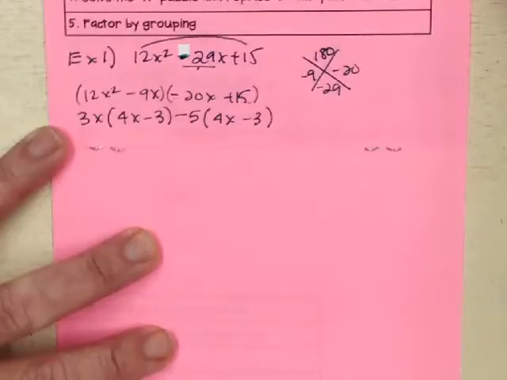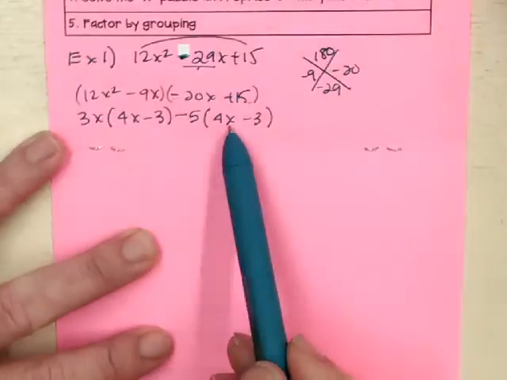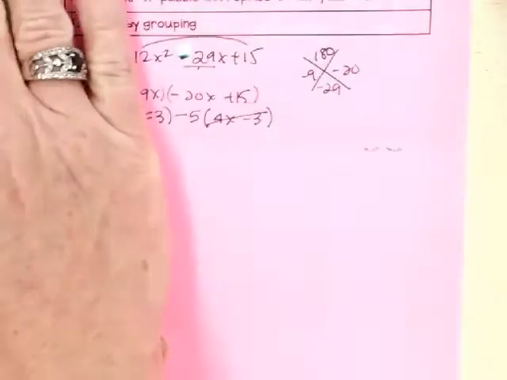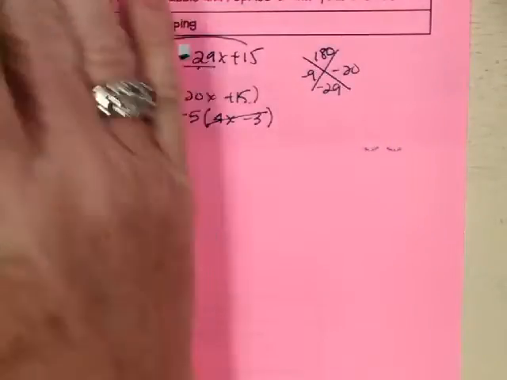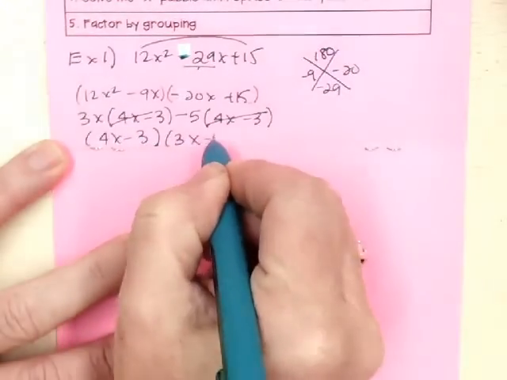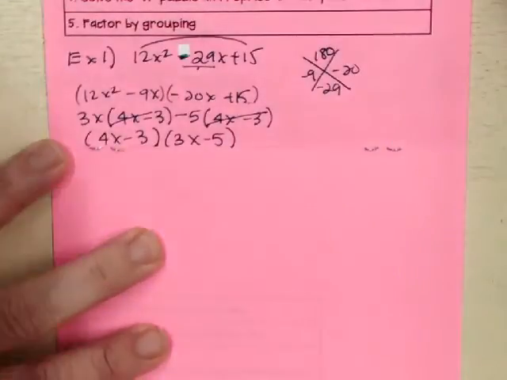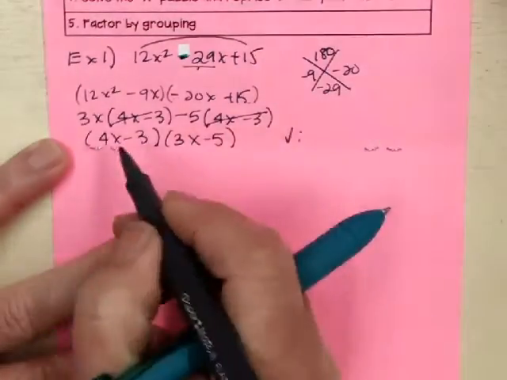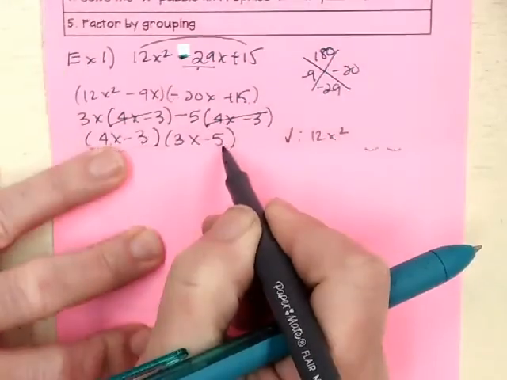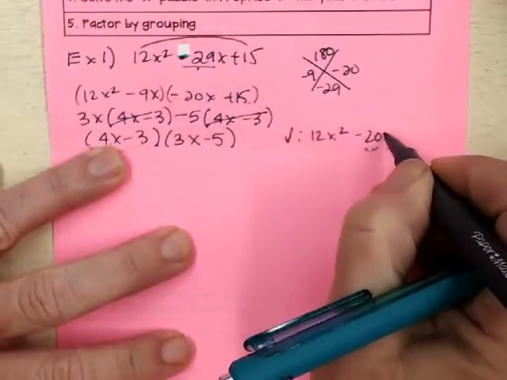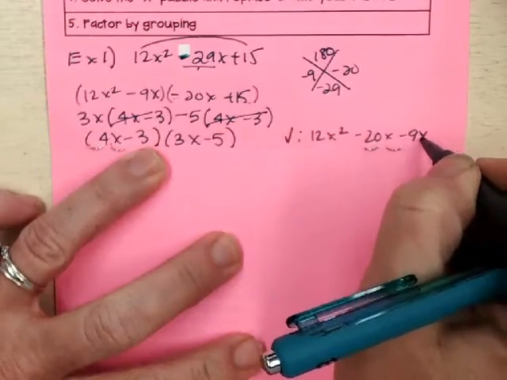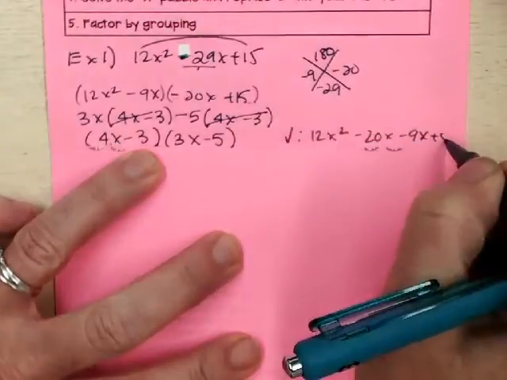So now I have my common binomial, 4x minus 3 and 4x minus 3. That's my greatest common factor out of this term and this one. So I can take out the 4x minus 3, and that leaves me with the 3x minus 5. And just to be safe, you can check it. Multiply it back out. 4x times 3x is 12x squared. 4x times negative 5 is negative 20x. Negative 3 times 3x is negative 9x. And negative 3 times negative 5 is positive 15.